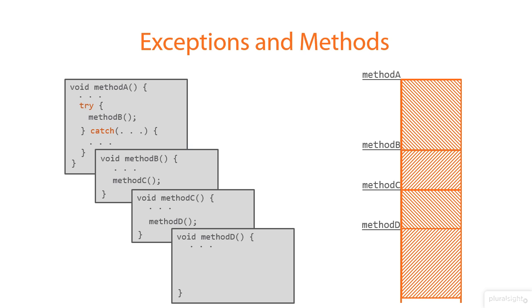So let's say now we're down here inside of D, and D does something that throws an exception. Right? So now that exception occurs, and now something has to try to handle that exception. So what happens is the system starts trying to see if it can be handled. Since method D doesn't handle it, it wants to start looking up the call stack to find some code that can actually handle this exception.